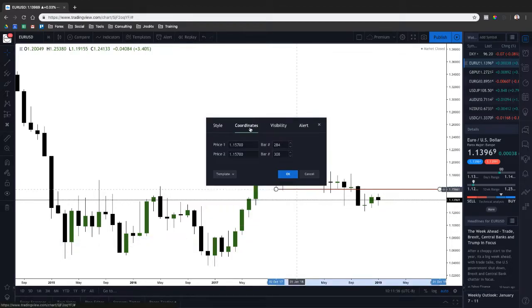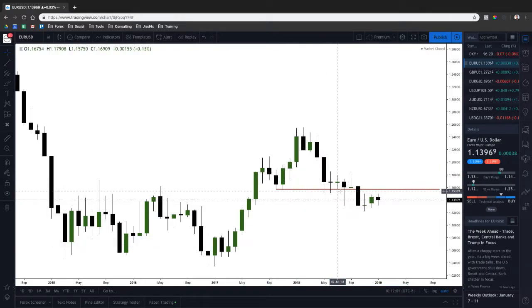So again, that level is 1.1570. So have that on your charts. And I don't know necessarily if they're going to get up there, but we just have to keep these levels on our charts just to understand where we are in terms of the higher time frame market structure.